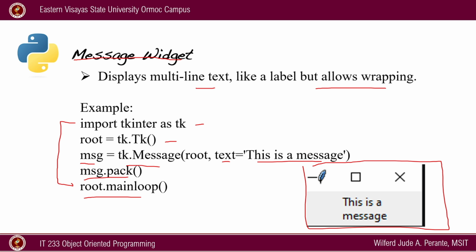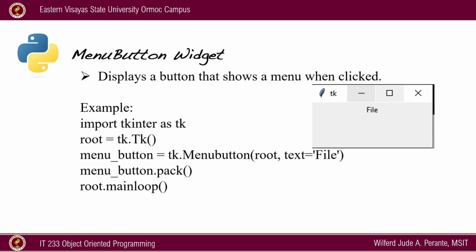Now let's go to the next. We have the menu button widget. So menu button widget displays a button that shows a menu when being clicked. So this is an example code.